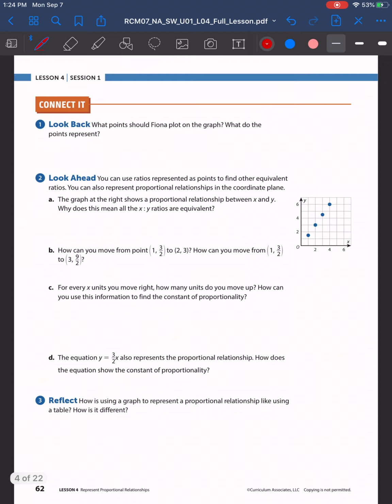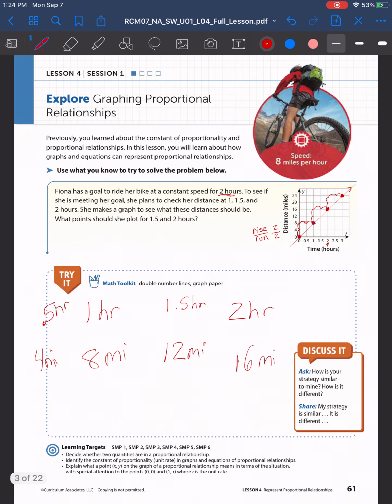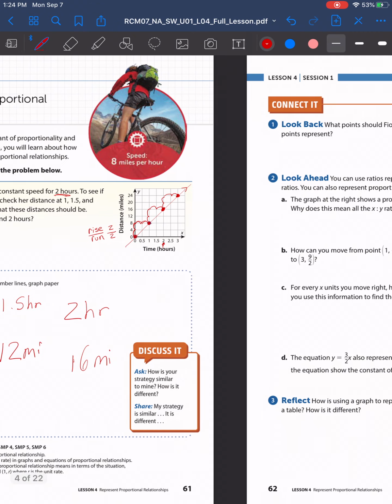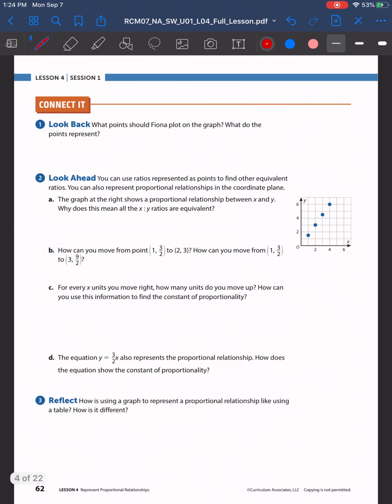What points should Fiona plot on the graph? What do the points represent? We could have plotted the 1.5, but we didn't. We just plotted the 2 for the hours. But basically, what do the points represent? They represent how far she rides her bike in how many hours, right?